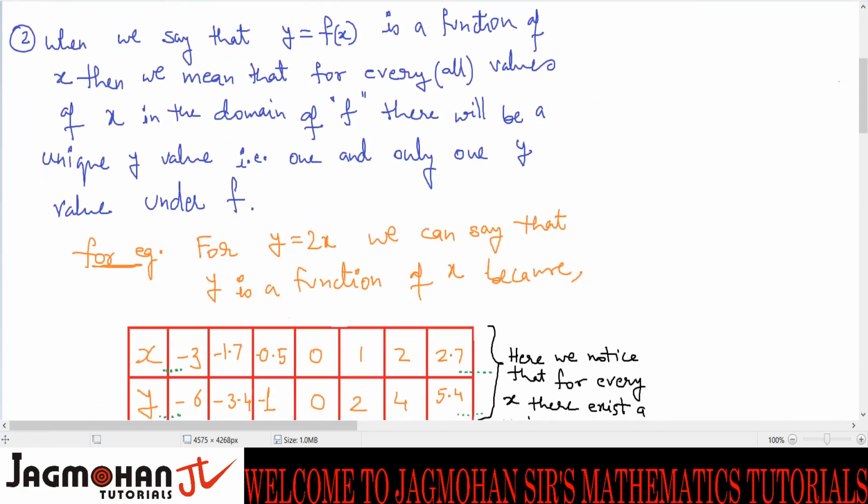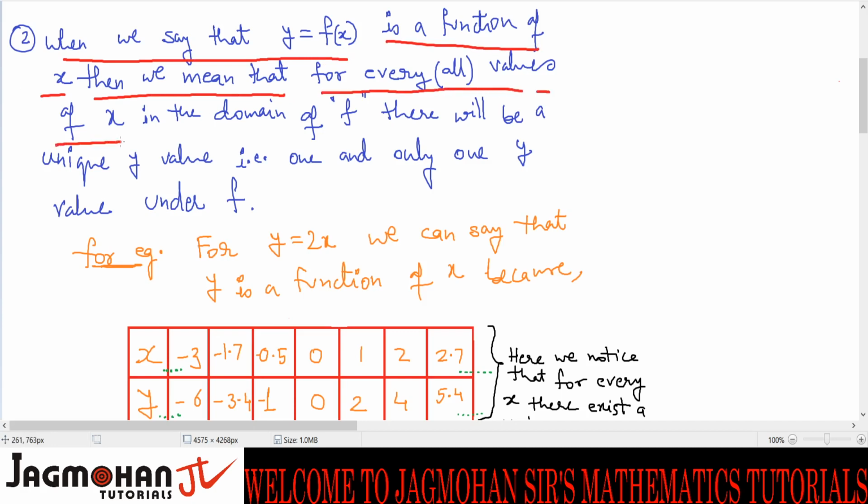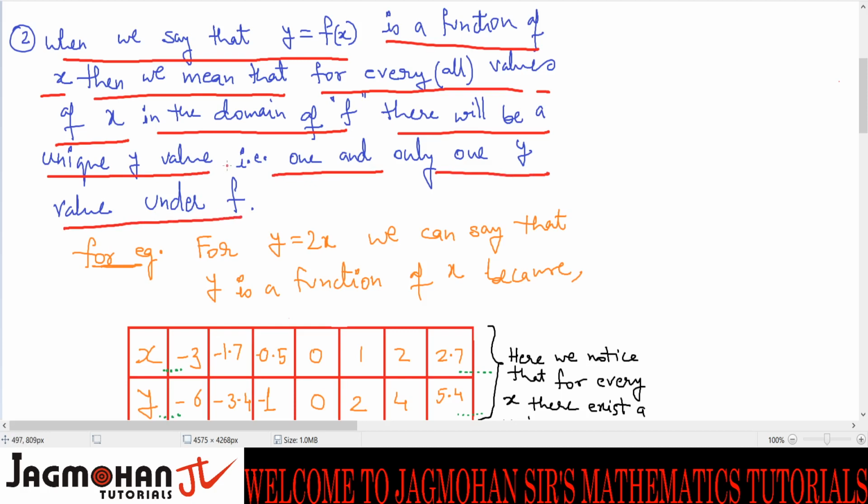The next statement, students, is when we say that y equals f of x is a function of x, then we mean that for every value of x in the domain of f, there will be a unique y value, that is one and only one value under f. Under f means under the function, under the mathematical rule. Students, we are going to learn this in much detail, and once you have understood, you will feel much smarter about mathematics.